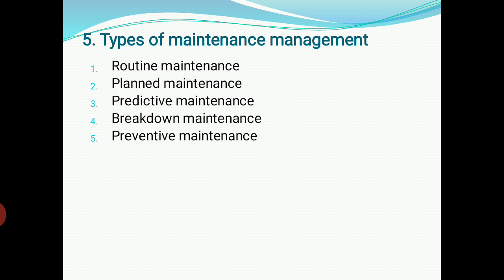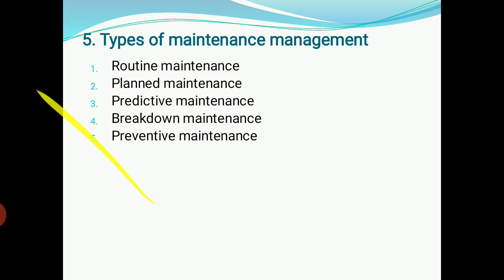The types are routine maintenance, planned maintenance, predictive maintenance, breakdown maintenance, and preventive maintenance. Most of them are self-explanatory. Most of the terms are such which we have come across, or which say it all by themselves. It's the breakdown maintenance and preventive maintenance that are important, and most of the time they are taken care of, and these types are mostly used, so those fourth and fifth types we may see in detail. The rest of them we will try to understand by the meaning itself.